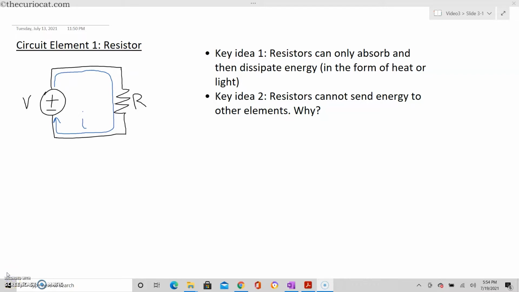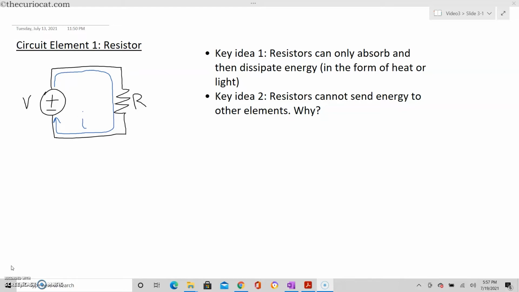Key idea 2. Resistors cannot send energy to other elements. For example, you could never use a light bulb as a battery source. Okay, so why is that? The reason is that resistors do not have a way to store energy. Later, you will learn about elements that can store energy.